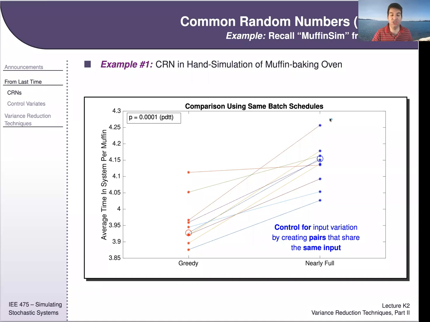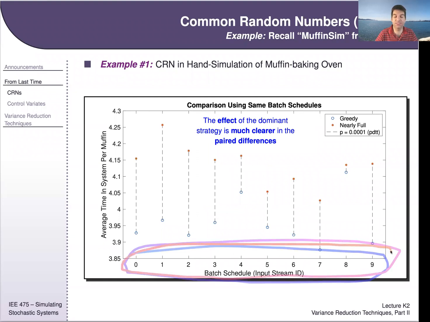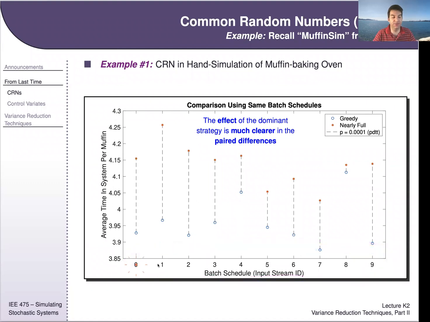If you want to think of it in terms of CRNs, each line represents a different random number seed, and the slope of that line represents the performance difference using that same random number seed across the two different sims. So I could also plot that in this way. Each one of the points down here, 0 through 9, represents a different random number stream. These are the different schedules. This is the schedule for people whose ID ended in 0, this is the schedule for people whose ID ended in 1, and so on. These are the 10 different schedules that we did. For each schedule, I can plot the greedy with an open circle and the nearly full with an asterisk, and I can just connect a line between them to make it clear that it's a pair.